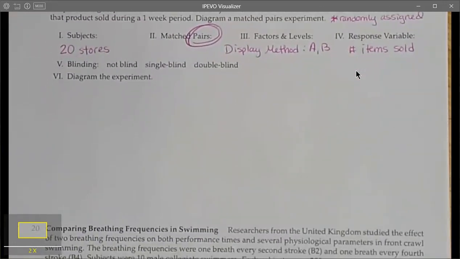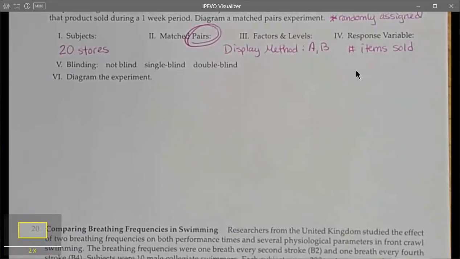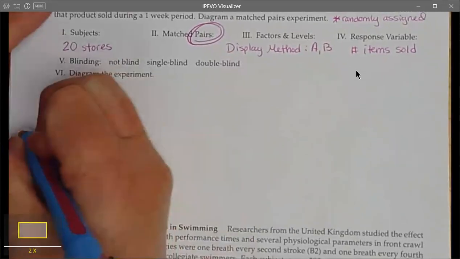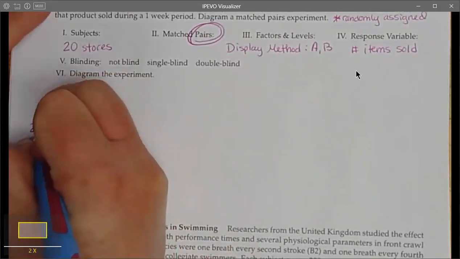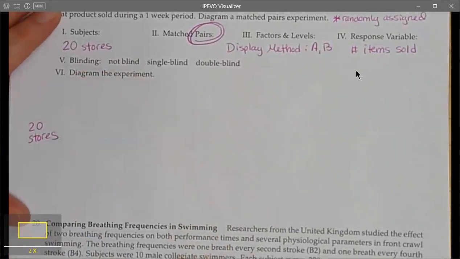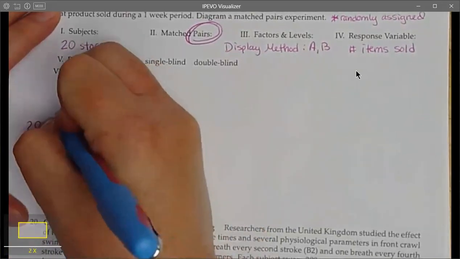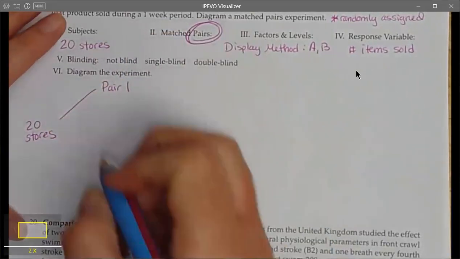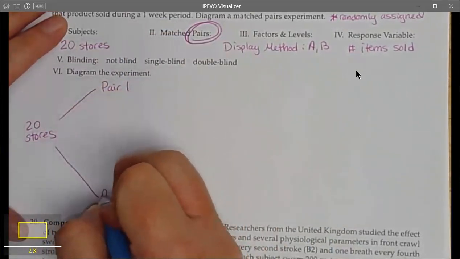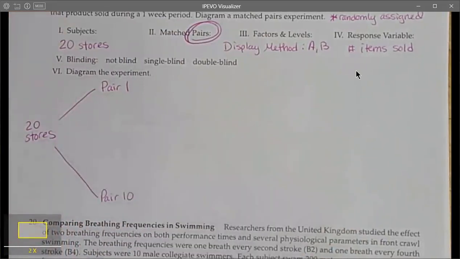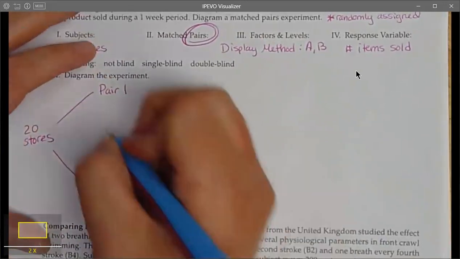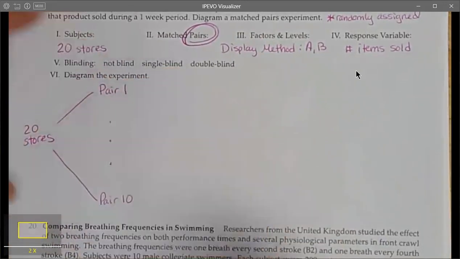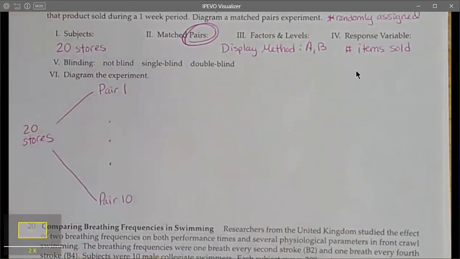All right, for the diagram, we're going to start with our 20 stores. So I'll put those down here. And then we're going to pair off these stores in groups of 2. So I'll have pair 1. And then it'll take all the way up to 10 pairs. So pair 10 is my last one. Okay. And then this is my organizational part. So I'll go dot, dot, dot. But there's no random assign because these 2 stores are equivalent or they aren't equivalent. So that's how we paired them up.